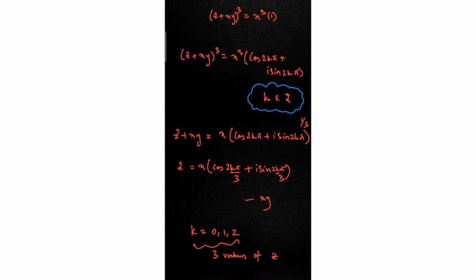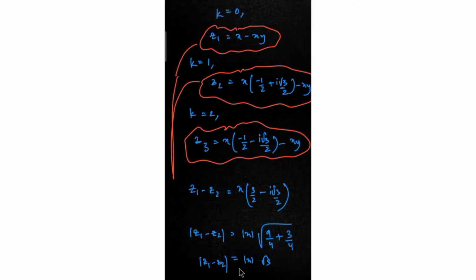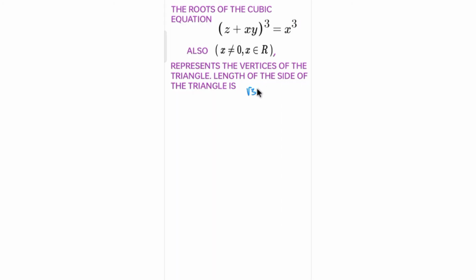so that we can get 3 values of z, and you can find the length by finding z1 minus z2, the mod of z1 minus z2, and you get the length of the side of the triangle to be root 3 into x. So this is root 3 mod x. So this is what we get for the triangle answer. The length of the side is root 3 mod x.